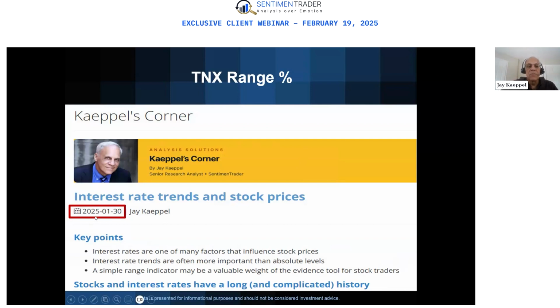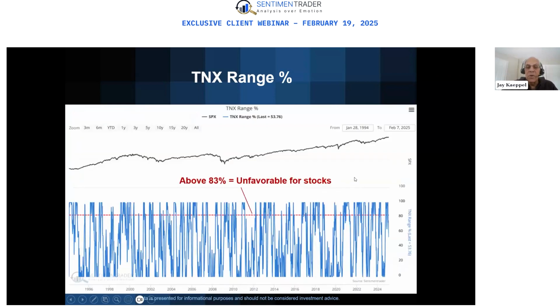So again, for reference, I'll take a look at a piece I wrote on January 30th about interest rate trends and stock prices. This one is a little different than the other ones, right? So what this is looking at, it's a weekly indicator that looks at where the yield on the 10-year treasury note is. So when bond prices go down, the yields go up, vice versa. Where that yield is based on its own 13-week range from 0 to 100%. And what we say is above 83% is unfavorable for stocks and vice versa.